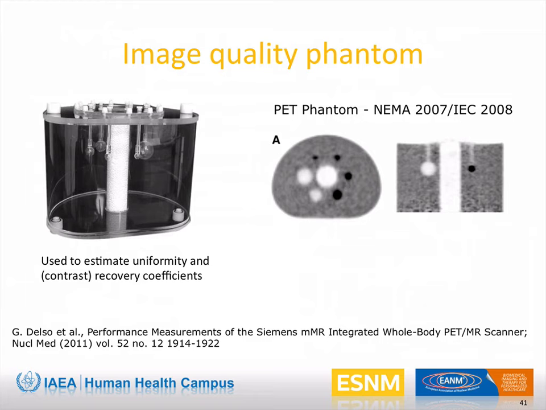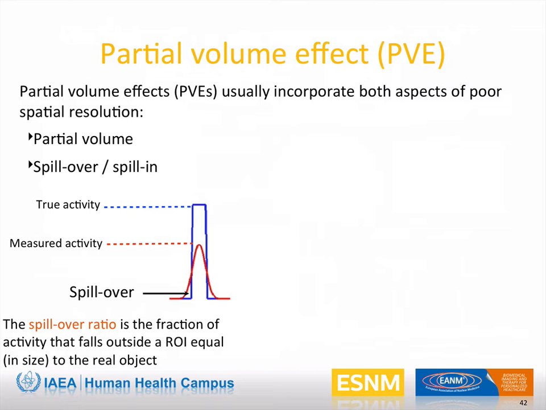Image quality is evaluated using a dedicated torso-like phantom filled with a uniform activity concentration that includes hot and cold spherical inserts. The hot sphere inserts are used to evaluate the partial volume effects. Partial volume effects, or PVEs, usually incorporate both aspects of poor spatial resolution, including partial volume and spillover spill-in effects.